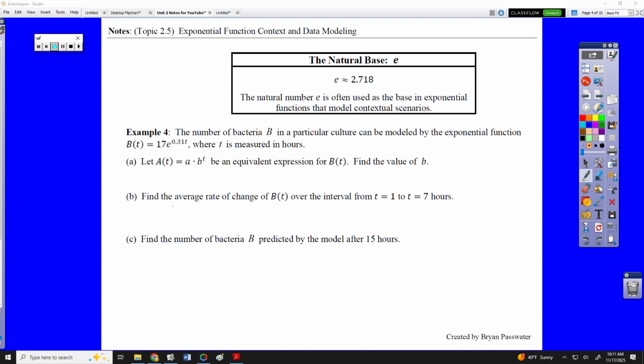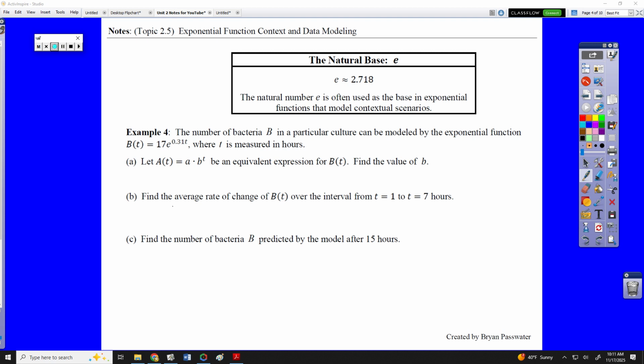Example 4 follows the introduction of the natural base e, so I left that there so that we can see it. e is seen very often in contextual natural scenarios, so it is a number that we see quite often. So the number of bacteria, B, in a particular culture can be modeled by the exponential function B of t equals 17 times e to the 0.31 t, where t is measured in hours.